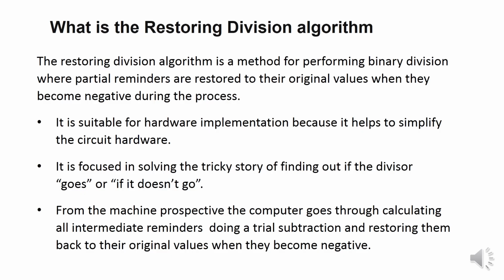The restoring method is focused on solving the tricky story of finding out if the divisor goes or if it doesn't go. We, as people, are able to do so in the division through a trial and error method, but the machines cannot do that. So, from the machine perspective, the computer goes through calculating all intermediate reminders, doing a trial subtraction, and restoring them back to their original values when they become negative.